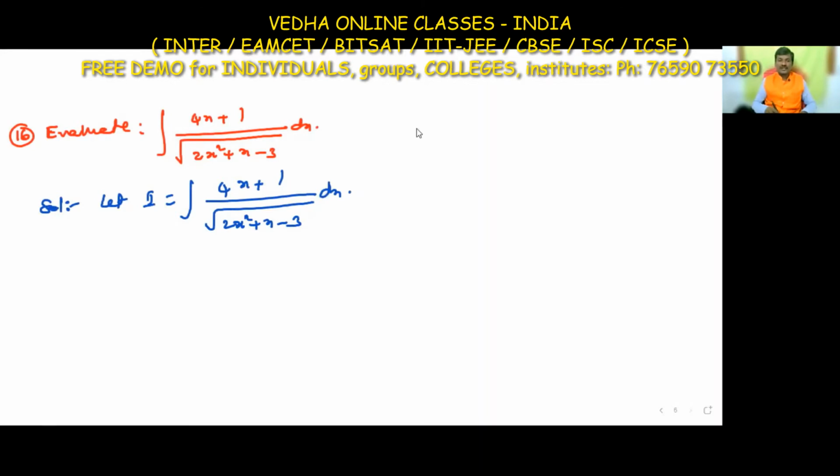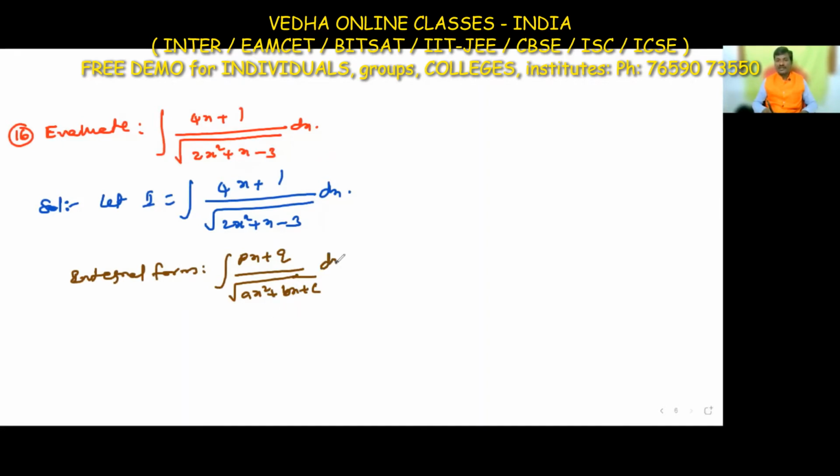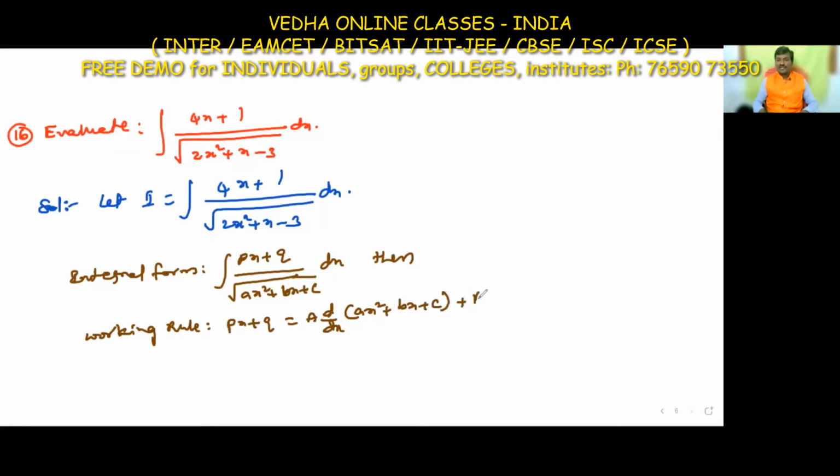Whenever we have questions in the integral form, ∫ (px + q) / √(ax² + bx + c), with or without the root, or the same function in the numerator, the working rule is that we can write px + q = A · d/dx(ax² + bx + c) + B. This is the formula here.